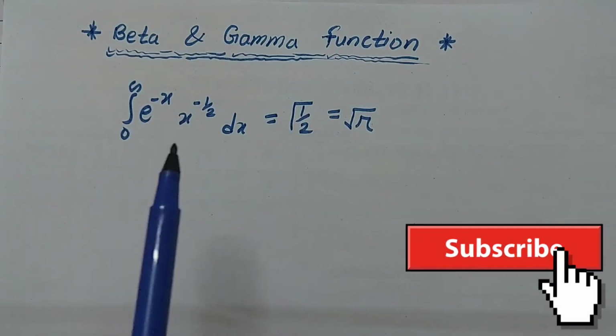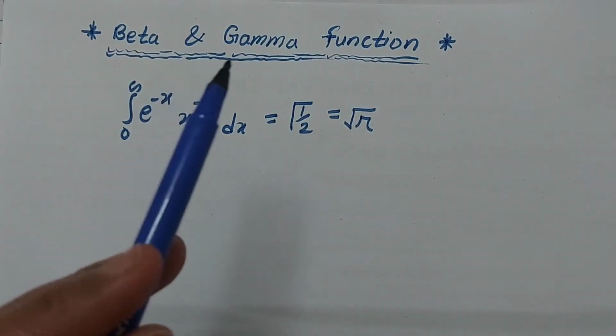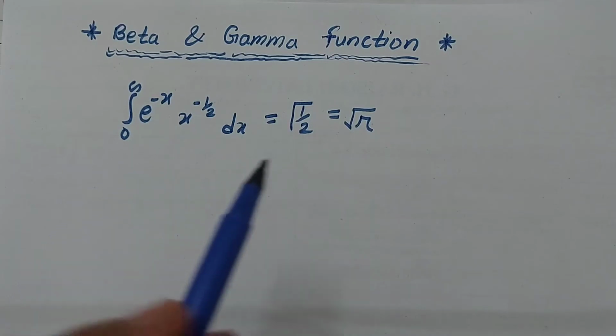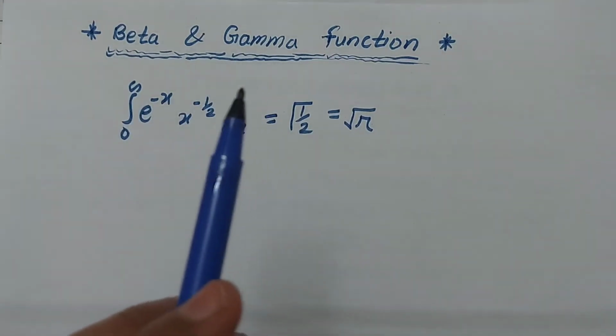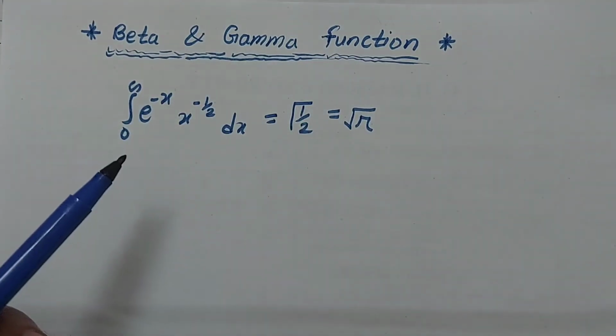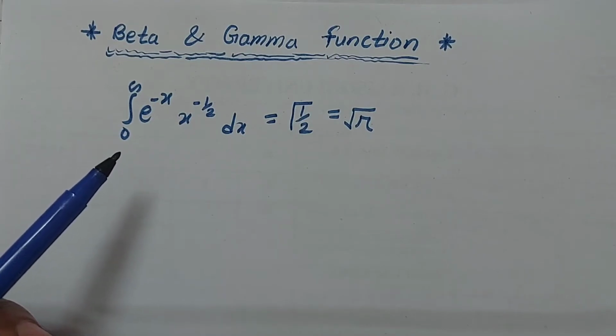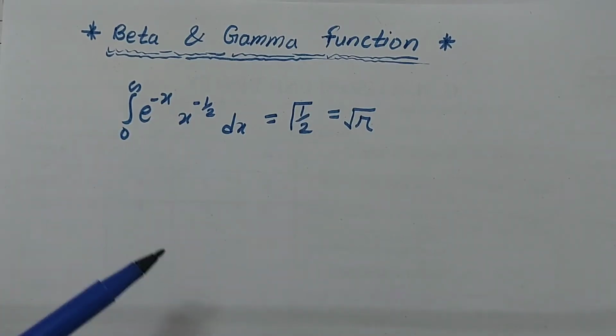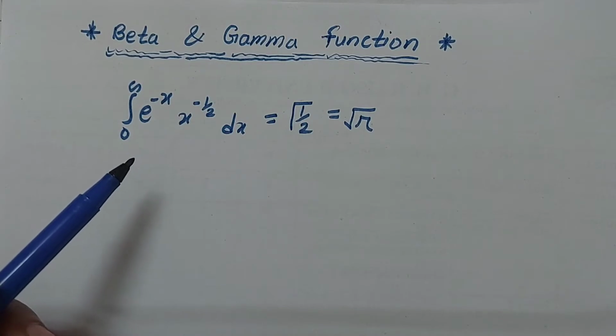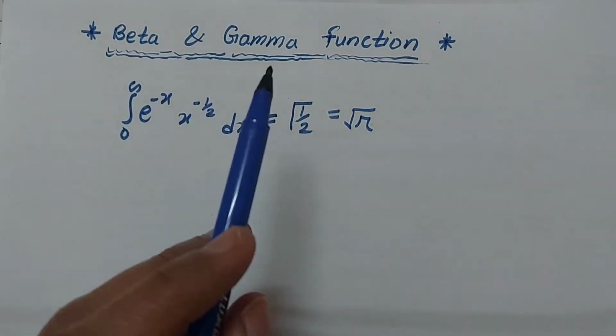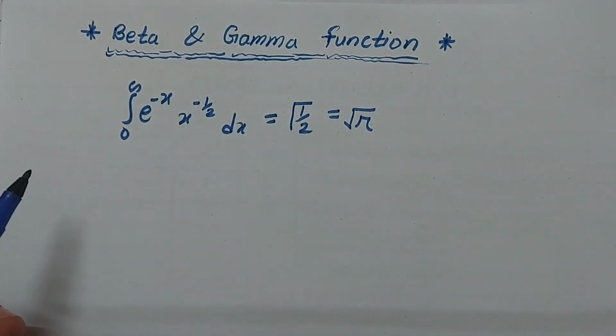In this way, to solve integrations, we use beta and gamma functions, and it is an application part. Most of the time in engineering problems we have to solve integrations, and at that time it is not possible to use regular formulas every time. So at that time we use this type of definition of beta and gamma function. First we discuss the definition of gamma function.